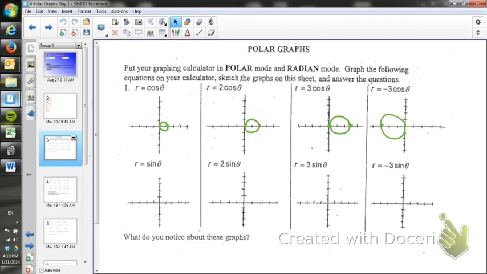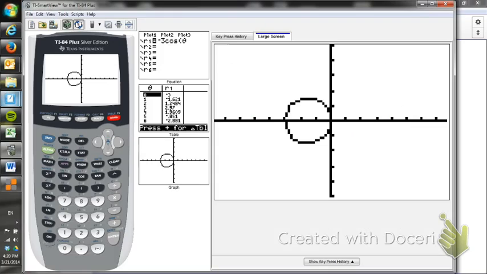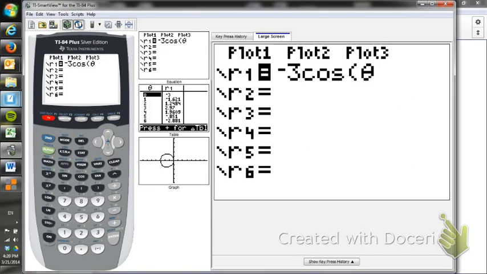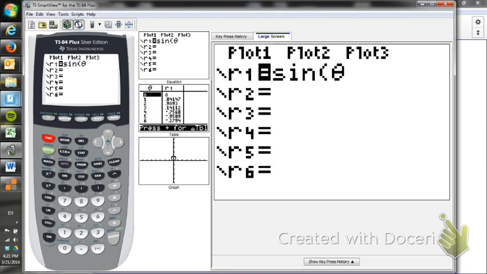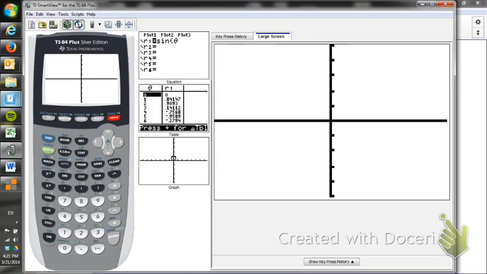Alright, so now we're going to see what happens when we change that to sine. So we're going to go back, and I'm going to make this y equals sine of theta. And now it's still a circle, and it's still a diameter of 1, but now it's up and down. And again, same thing's going to happen. If I make it 2, it's going to increase that diameter.